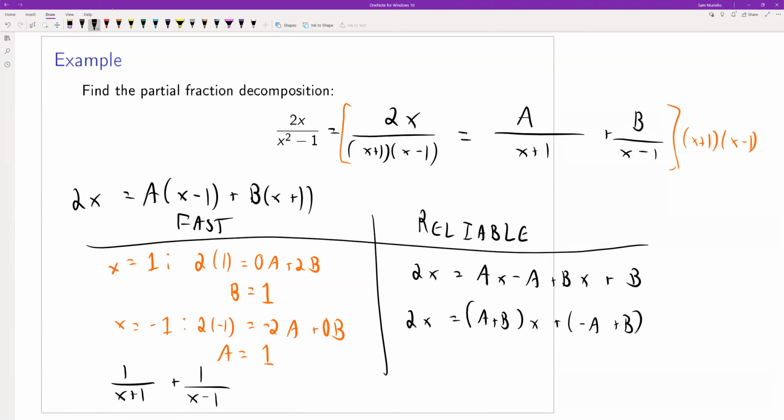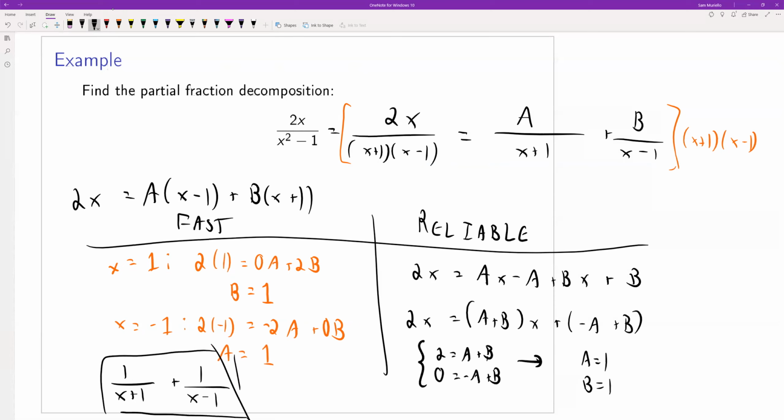Then you will line up the coefficients of the like variables as well as the constants. So we get 2 is equal to a plus b, and 0 is equal to negative a plus b. This is a system of equations which we can solve, for example, using Gauss elimination from the last section. Solving this system here would give us a equals 1 and b equals 1. In either case, this will be our final answer. Once again, I recommend trying the fast method first, but sometimes it's not possible to cancel everything out properly, and you'll have to use the reliable method.